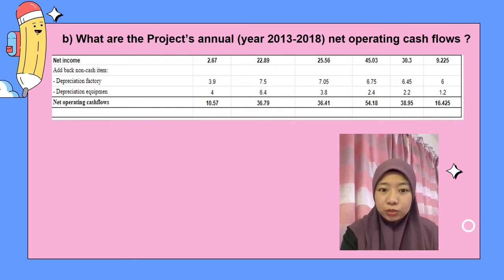So for 2013 it is 10.57 million. For 2014, 36.79 million. For 2015, 36.41 million. For 2016, 54.818 million. 2017 is 38.95 million. And 2018 is 16.425 million.